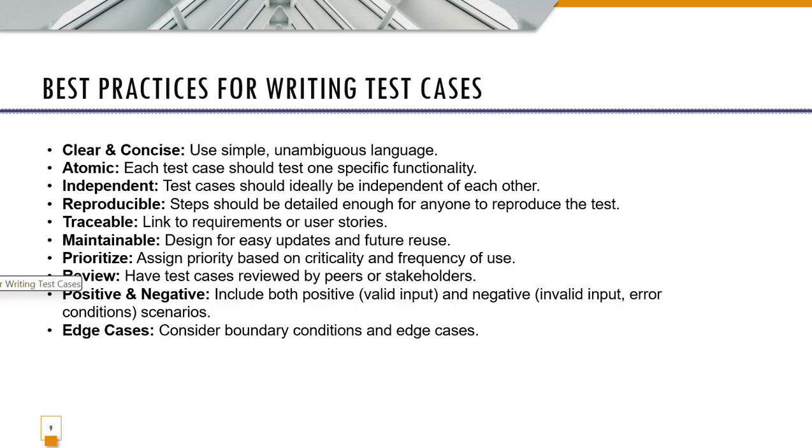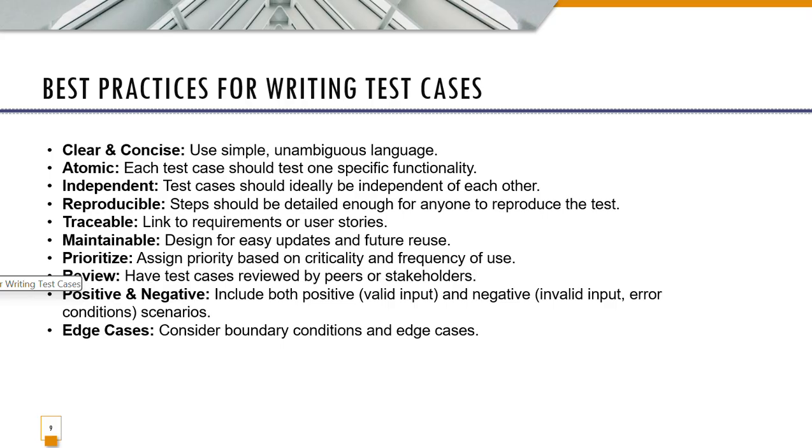Then atomic: each test case should test one specific functionality, and cover all the functionality in that test case. Then independent: the test case should ideally be independent of each other and should not depend on other test cases. It should be testable by itself. Reproducible: steps should be detailed enough for everyone to reproduce it.